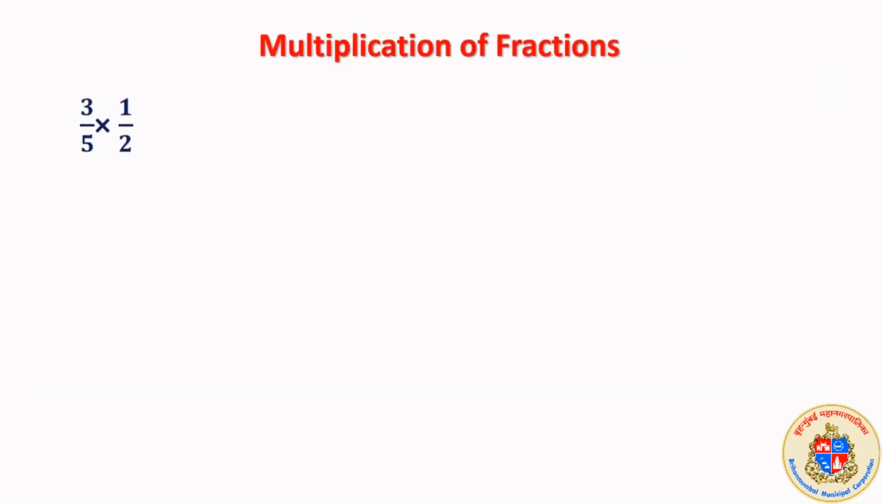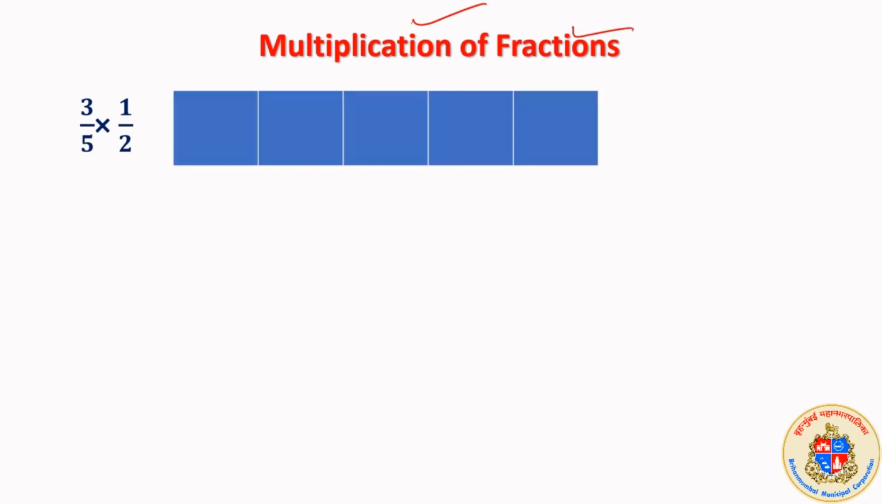Multiplication of fractions. This is something interesting. 3 upon 5 into 1 upon 2 is an example for multiplication of fractions. So I will be doing something. Here I have to take 3 upon 5. First I need 5 as denominator, that means 5 divisions. Out of that I have to mark 3: 1, 2, 3. This is 3 upon 5. 3 marked here. Correct?